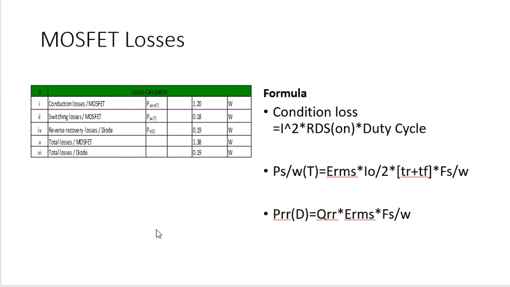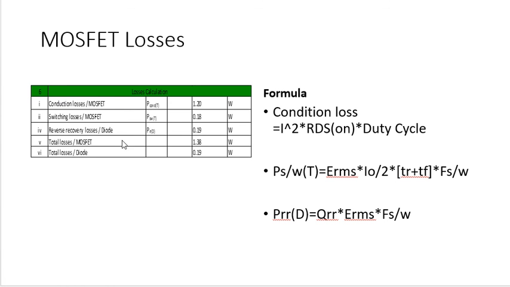Now let us talk about the MOSFET losses. A MOSFET has majorly three types of loss. The first one is conduction loss, the second one is switching loss, and the third one is the reverse recovery loss of the diode which is inside a MOSFET. So this conduction loss is the most prominent.